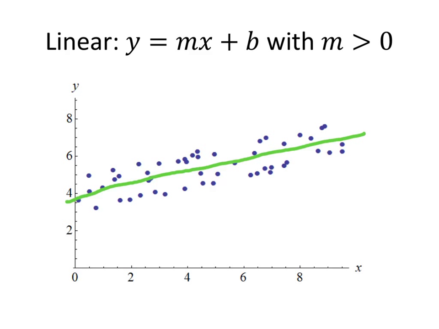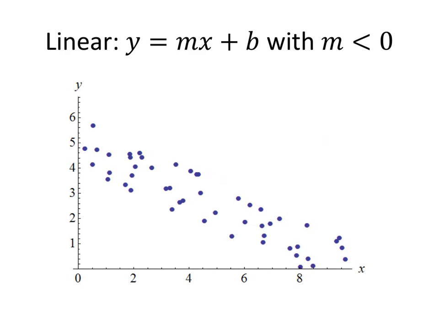Here's another example. This data also has a general linear shape. And again, the line that I might draw would look something like this. This one has a negative slope, whereas the previous one had a positive slope. So again, we're not looking for a line that goes through all of the points. That's impossible in this case. All we're looking for is a line that does a good job of coming close to all of the points.